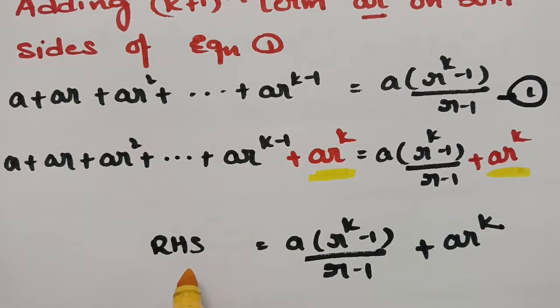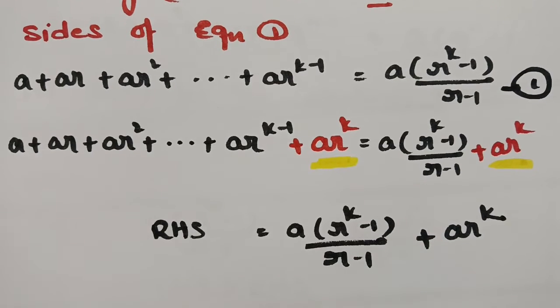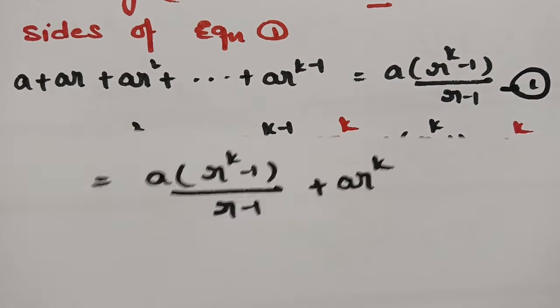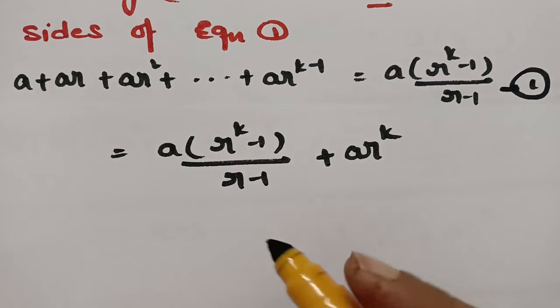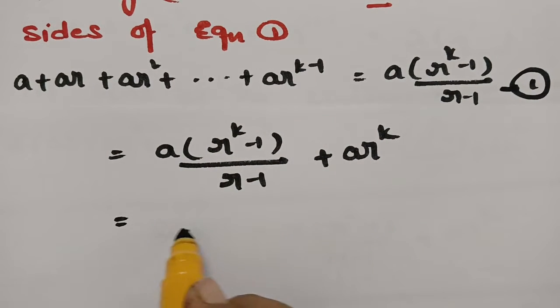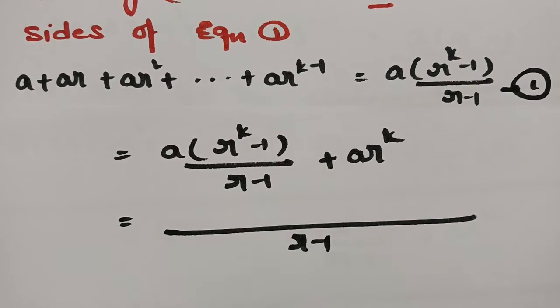So this will be the RHS part. And now I'm going to calculate this one, and I'm going to show you that S of k plus 1 is true. So this is our RHS part. And now I am taking r minus 1 as an LCM.